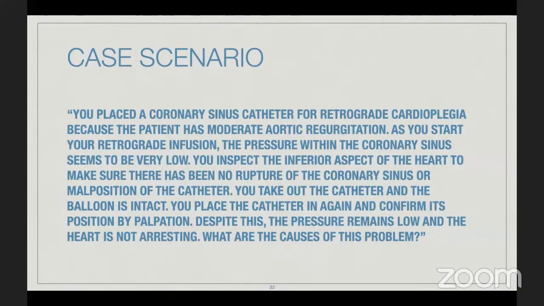You inspect the inferior aspect of the heart to make sure there is no rupture of the coronary sinus or malposition of the catheter. You take out the catheter and inspect the balloon, it's intact. You place the catheter again and confirm it's positioned well by palpation. Despite this, the pressure remains low and the heart is not properly arresting. What are the causes of this problem?